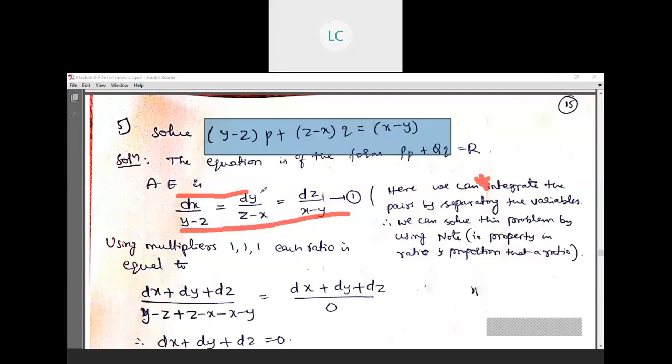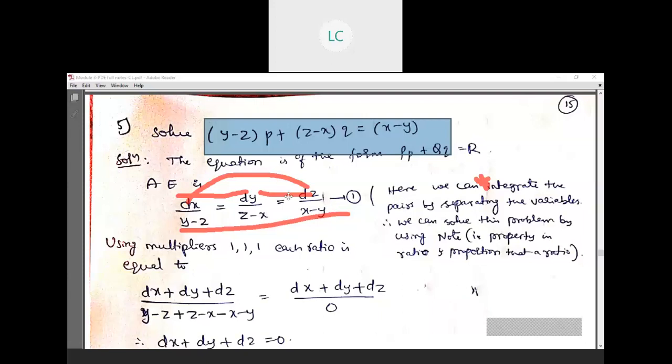Similarly, observe the second and third. Here also we need only y and z terms. We don't want x terms here. Is it possible to separate the variables or eliminate x? Suppose we cross multiply, whatever we do, we can't eliminate x. Similarly, if I choose the third and first as a pair, it is also impossible. We need only x and z terms. We don't want y. Here we have y minus z, x minus y. If we cross multiply, then also we can't eliminate y. So that's why we can't choose pairs.